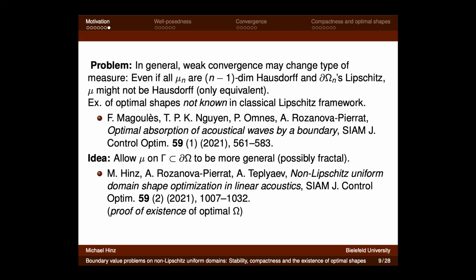So the target domain may still be a Lipschitz domain, but the measure on the boundary that you observe in the limit is no longer a Hausdorff measure. So it will somehow be different. It could be equivalent. So you need to give some more freedom to this measure. Otherwise, it's difficult to prove compactness. And this is the reason why the existence of optimal shapes for problems involving Robin boundary conditions was not known in the classical Lipschitz framework.